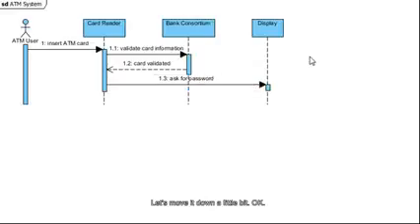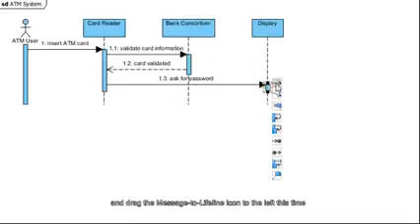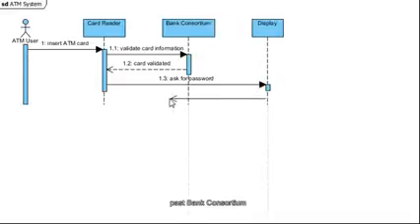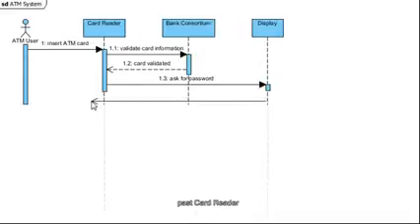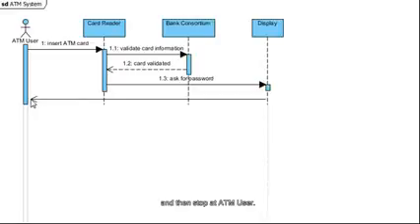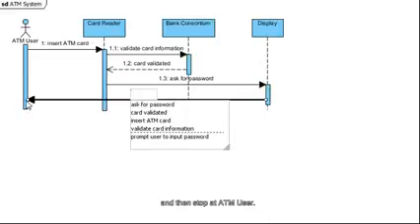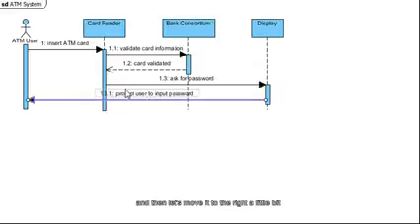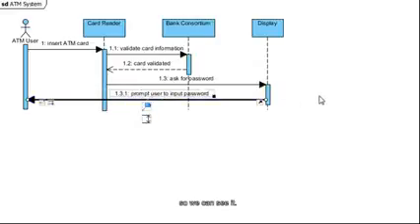Okay. Now next, select the vertical bar here under display and drag the message to Lifeline icon to the left this time. Pass Bank Consortium, pass Card Reader, and then stop at ATM User. And for the message, we're going to type in prompt user to input password, and then let's move it to the right a little bit so we can see it.